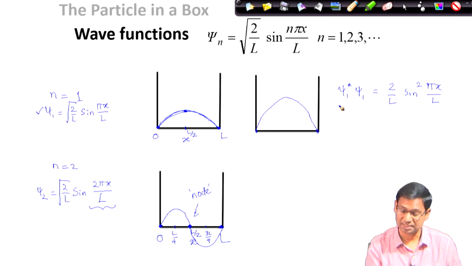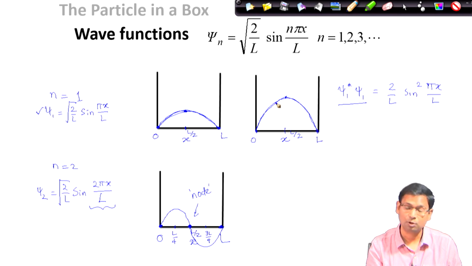So, this is my psi star psi, that means the probability density at different regions of the box. X goes from 0 to L, and this is the middle of the box, L by 2. I see that the probability density is the highest at the middle of the box, x equals L by 2, and the probability density decreases on either side.